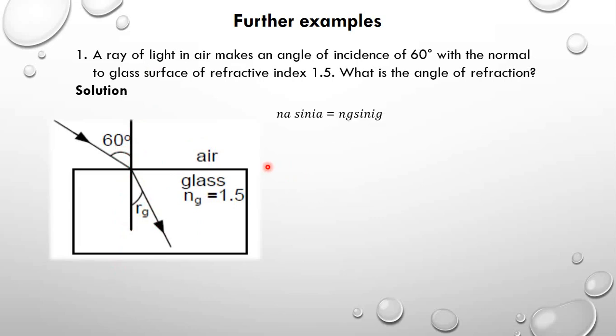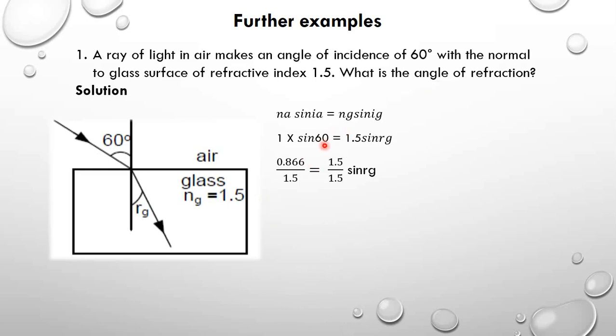So applying Snell's law, you have n air sine I air is equal to n glass sine I glass. But what is sine I air, which is 60, and what is sine I glass? It is going to be RG. And then n air is 1, and then n glass is 1.5. So we shall substitute that in that relation. After substituting, we shall remain with RG that we need. This is a subscript. R subscript G is what we shall be needing. So we shall make that the subject by dividing through by 1.5.